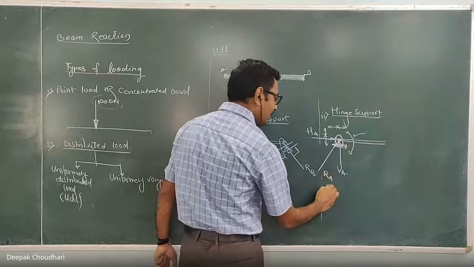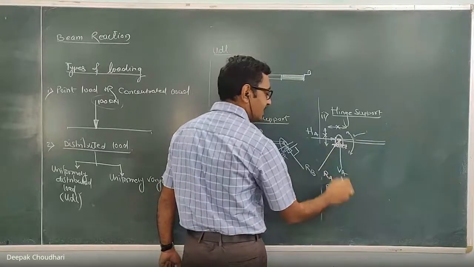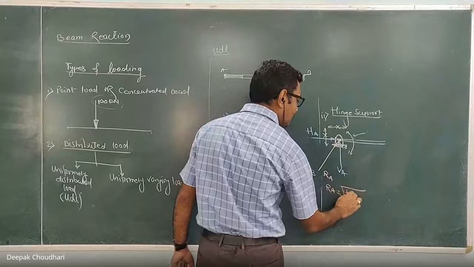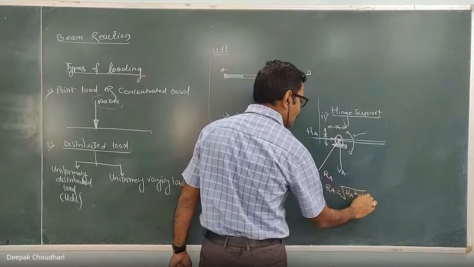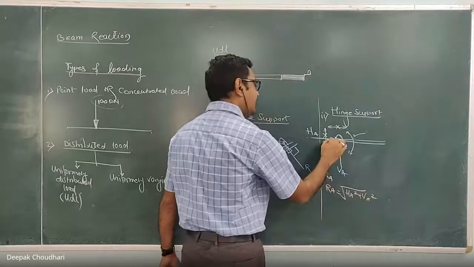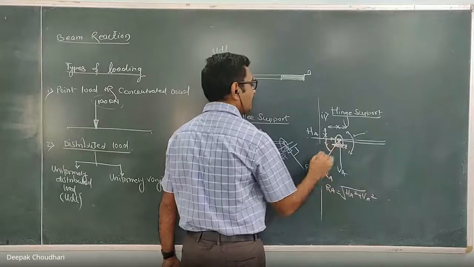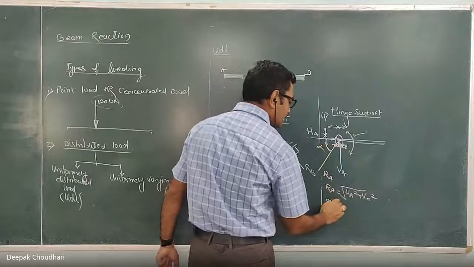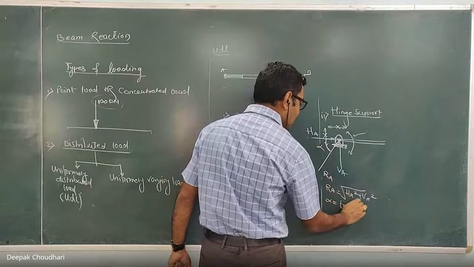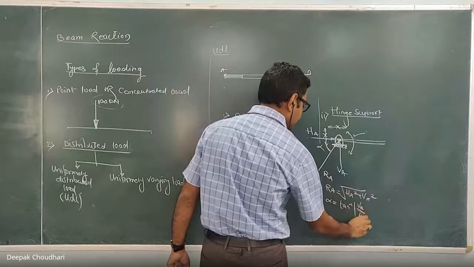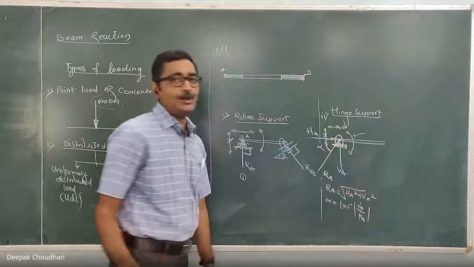So how can we calculate this RA? Since it is the resultant reaction of HA and VA, which are perpendicular to each other, it will be the square root of HA squared plus VA squared. Let the inclination of this resultant reaction with the horizontal be alpha, so alpha equals tan inverse of VA upon HA. So at this hinge support there are two unknowns.